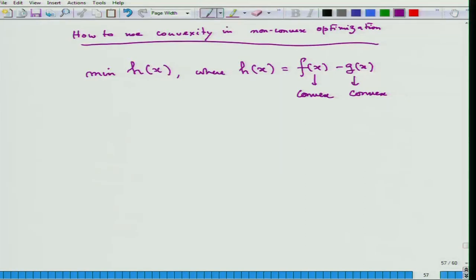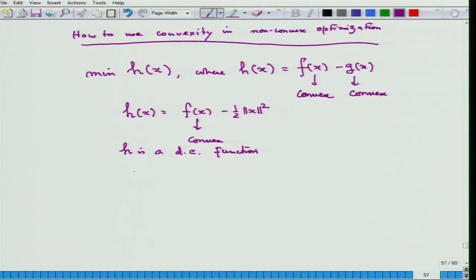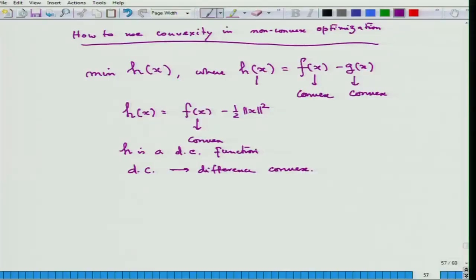For example, if h(x) is of this form, and this is convex, then again h is a DC function, a difference of convex function. DC is a short form of difference convex. Here the components are convex functions, so I can use ideas from convexity to tell something about this problem, which by itself is a non-convex problem, because the difference of two convex functions is not convex. H is called a DC function; note that h is not convex.